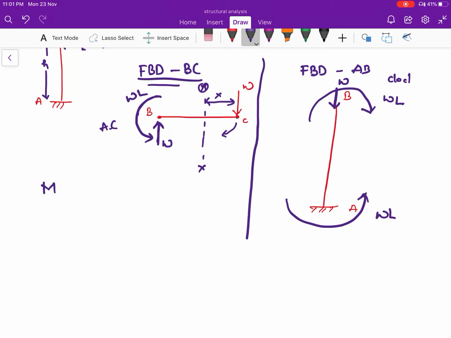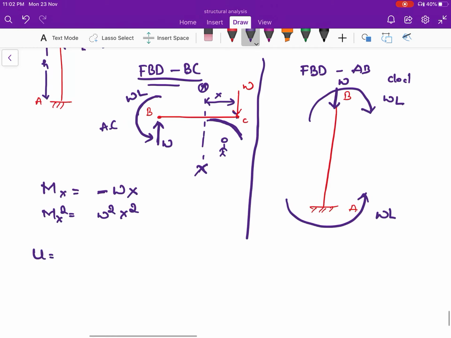Let me write the moment. We need to calculate the moment at a point X. What is the moment at a point X? Moment at a point X is minus W into X. The reason is that whenever we are seeing, we need to see from inside of the structure. Because of the load coming like this, the structure is going to bend like this, which is producing the hogging moment. Since it is producing the hogging moment, we are taking it as minus W into X. So what is Mx squared? Mx squared is equal to W squared X squared.